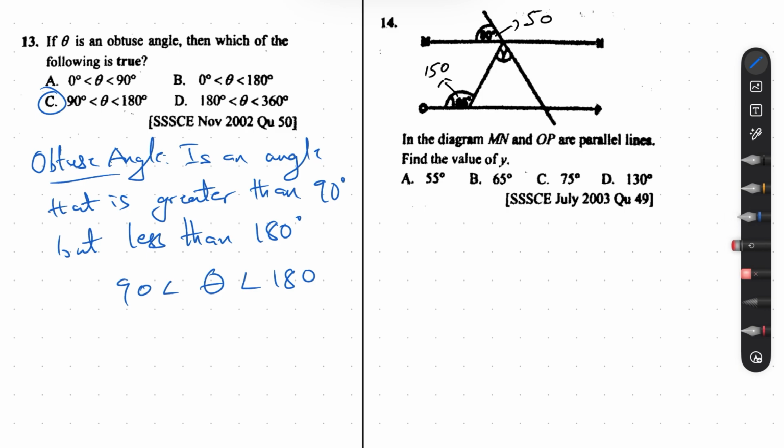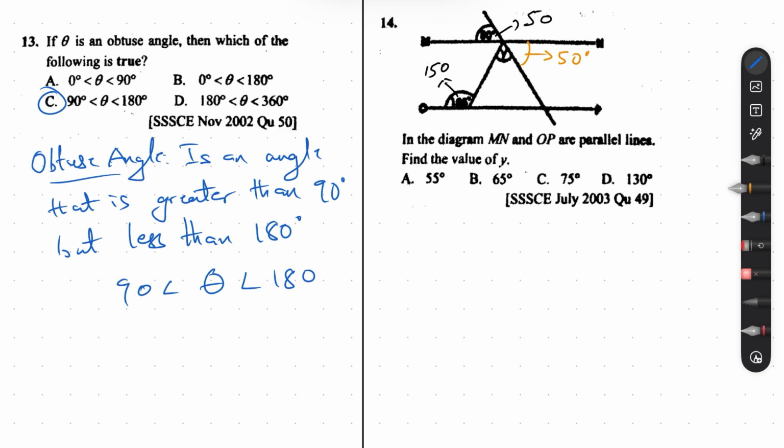Let's move on to question number 14. It says, in the diagram, MN and OB are parallel lines. So these two lines are parallel. Find the value of y. We are looking for this y. We're given this angle to be 50, and here to be 150. If we see these two lines crossing each other, these two angles are the same because they are vertically opposite angles. This angle is 50, so this is also 50.